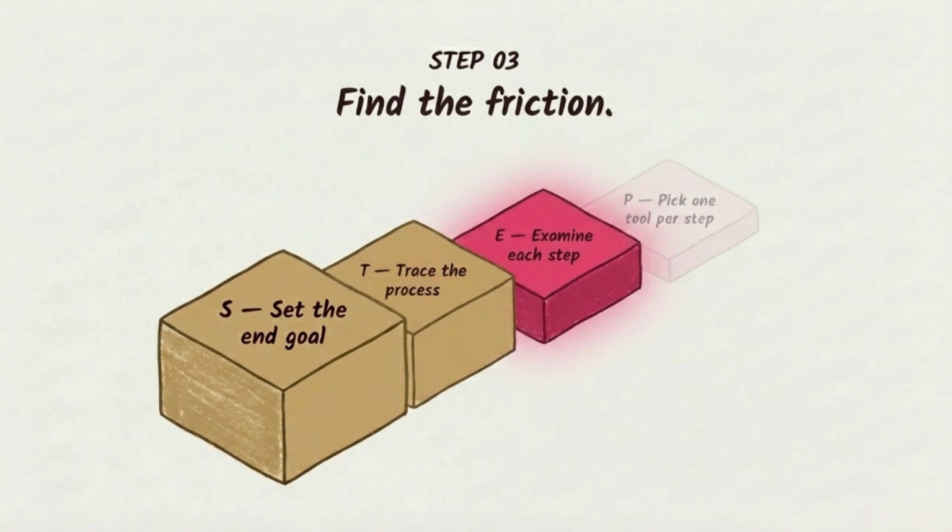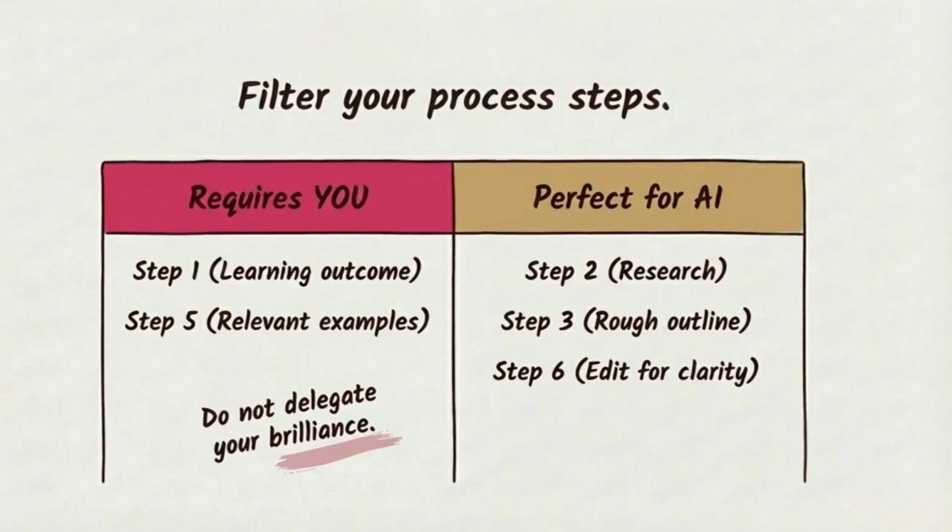So now you have your process written out. And this is where it gets really interesting. The next letter in this framework is for E, examine each step. So you're going to go through each step one at a time and ask 2 questions. Number 1, does this step require my expertise, my voice, or my judgment?